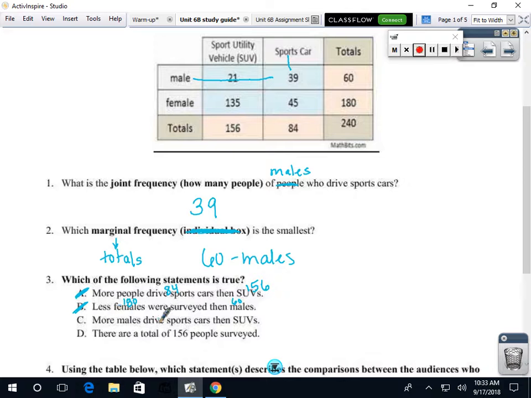Okay, more males drive sports cars. Well, how many males drive sports cars? How many males drive SUVs? So is that true that more drive sports cars than SUVs? Yes, 39 is greater than 21, so C is the right answer.